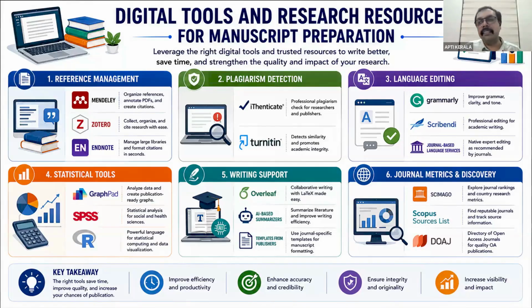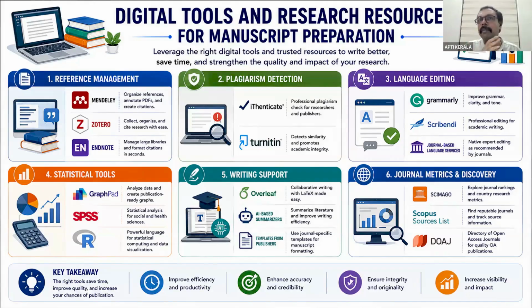Next one is plagiarism detection. Plagiarism is important. You can't directly copy and paste from different journals. You need to write in your own way. You can't create through ChatGPT and directly cut and paste in your Word. You can use ChatGPT for language training, but you need to type it.